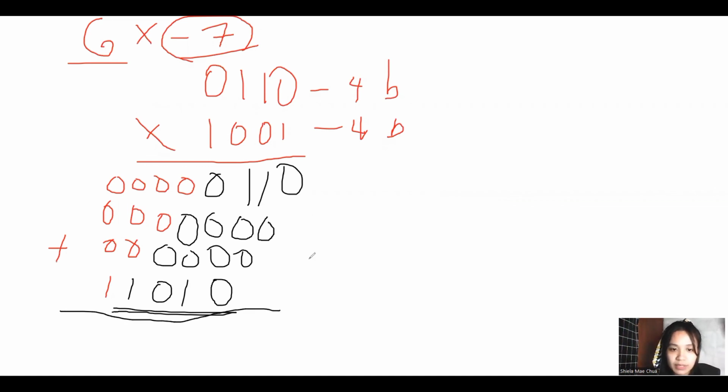Now, we can bring down 0 here, and 1 plus 0 is 1. 1 plus 0 plus 0 is 1. 0 plus 0 plus 0 plus 0 is 0. And 0 plus 0 plus 0 plus 1 is 1. 0 plus 0 plus 0 plus 0 is 0. And 0 plus 0 plus 0 plus 1 is 1. And 0 plus 0 plus 0 plus 1 is also 1. So our final answer here is 1, 1, 0, 1, 0, 1, 1, 0.